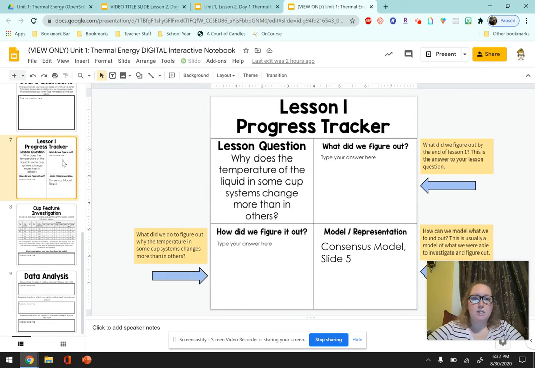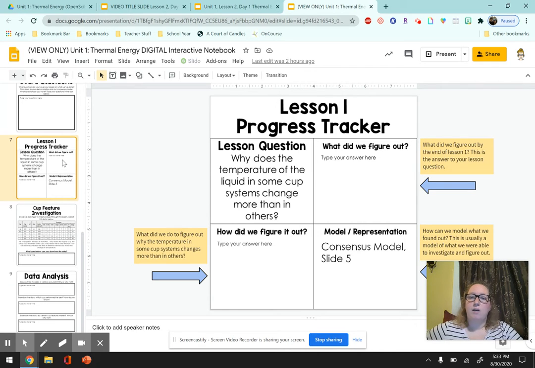All right, so this is slide 7. This was a slide I meant to put in our last lesson, and I forgot. So this is the last slide to wrap up lesson 1. This is a progress tracker, and it looks a little different than what we've done in the past. Our lesson question was, why does the temperature of the liquid in some cup systems change more than in others? Move over to the box on the right.